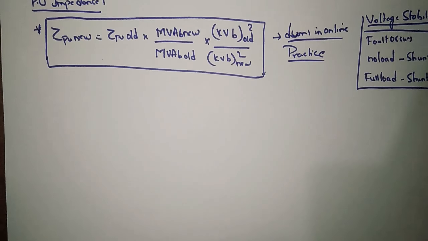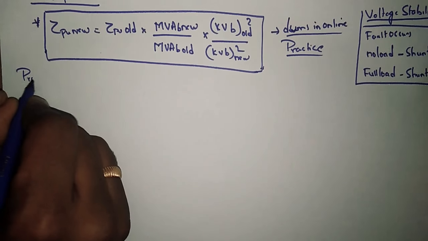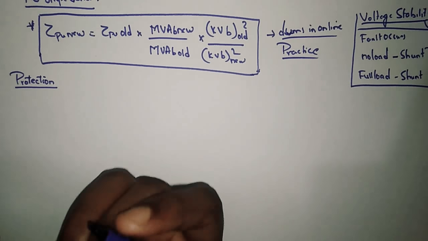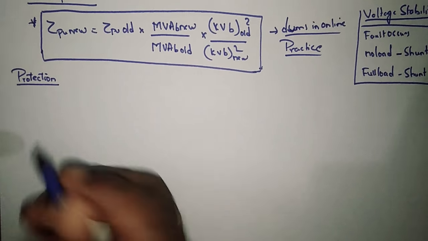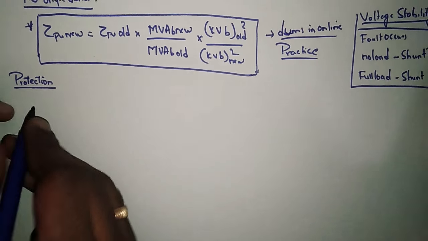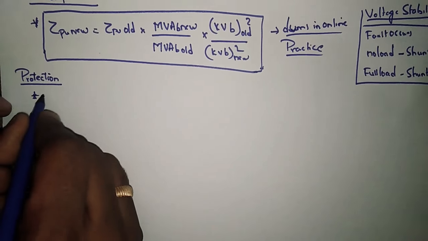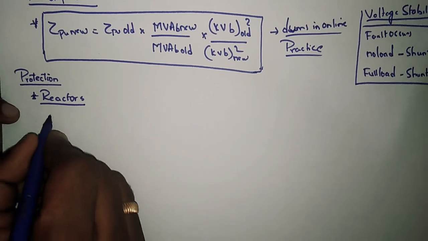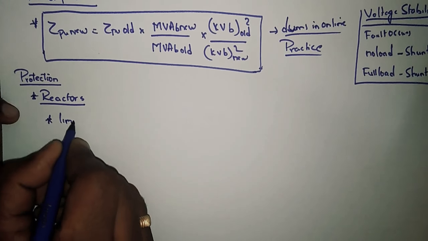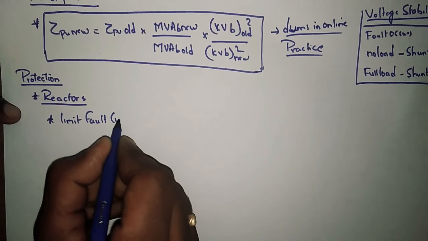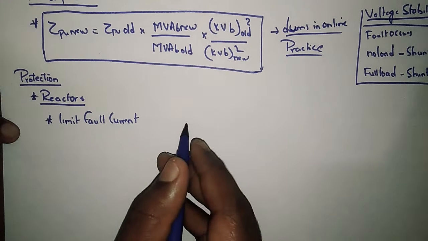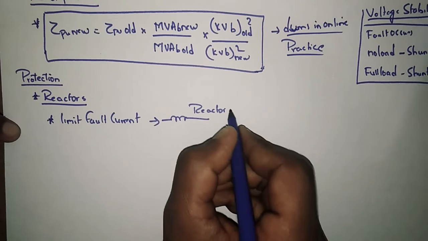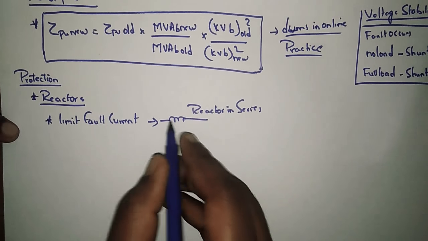Next we are going for the next immediate topic, protection. Whenever a fault occurs we have to remove the circuit. We can't directly remove this circuit, but we employ some devices to limit the fault current. First of all we employ reactors. What are reactors? Reactors are used to limit fault current. These are connected in series to the power system.